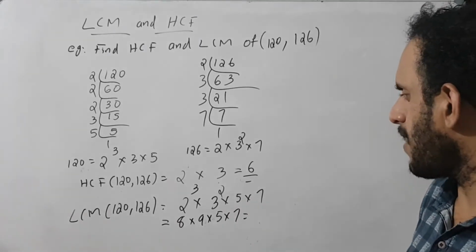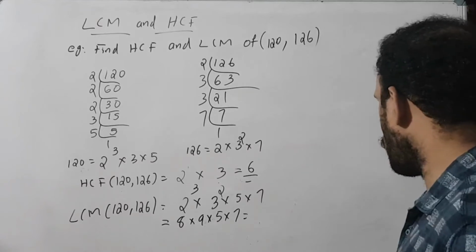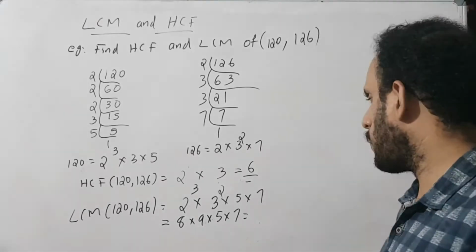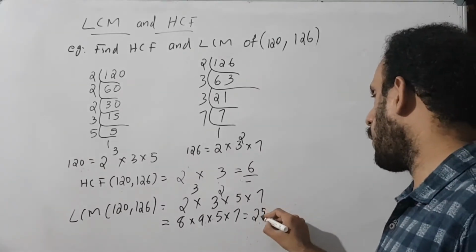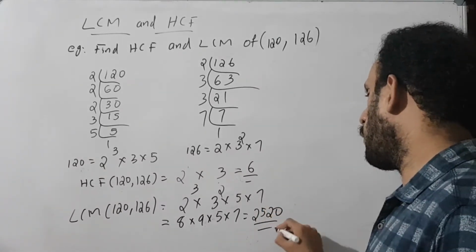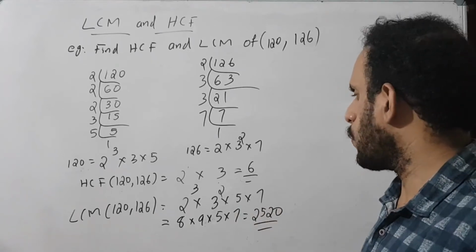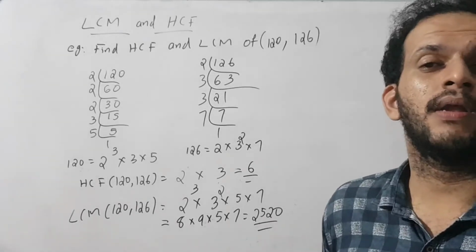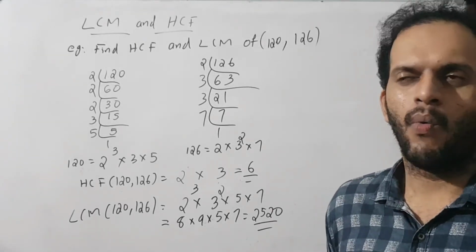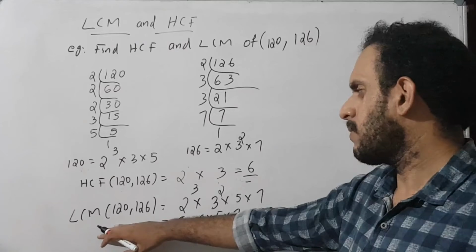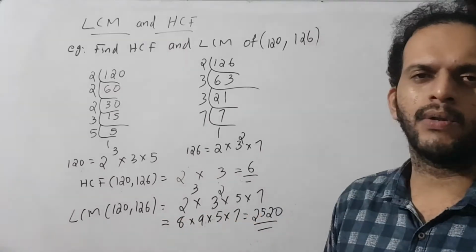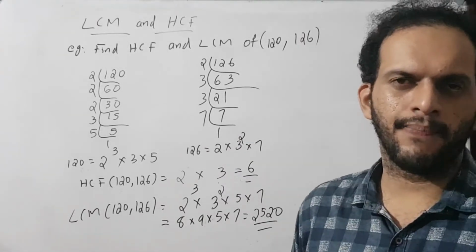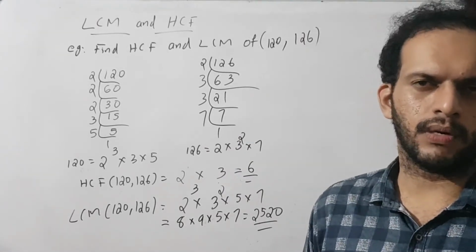What is the product of 8 into 9 into 5 into 7? That is 2520. So what is the LCM of these two numbers? LCM is 2520 and HCF is 6. Okay, then I think you got the idea of this one.